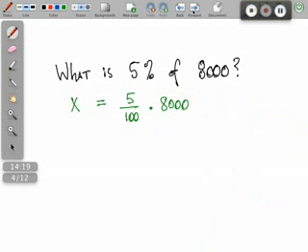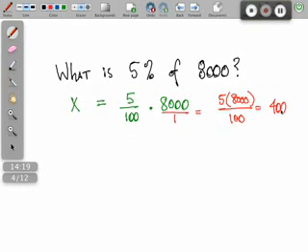For the next question, I have x equals already. That's quite nice. So all I need to do is multiply 5 over 100 times 8,000. And if I'd like, I can say 8,000 over 1. I'm allowed to do that. That just simply gives me 5 times 8,000 over 100. And again, I can do this on the calculator. And I get 400. And so 400 is 5% of 8,000.